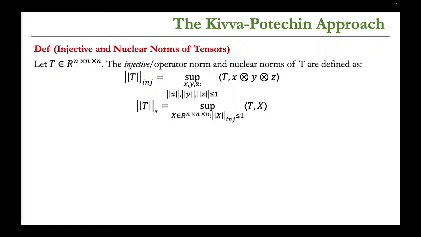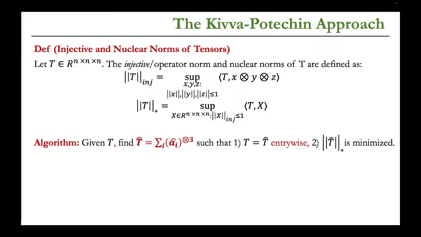Let T be an n by n by n tensor, and now let's work over the reals. I'm going to define the injective norm of T as basically: take the natural multilinear polynomial associated with T and maximize it over the inputs on the unit sphere. That's the injective norm, or the natural operator norm of the tensor. The nuclear norm is the dual to the operator norm of the tensor T. So the nuclear norm of T is basically the maximum possible inner product T can have with any tensor with injective norm at most 1. Does it make sense?